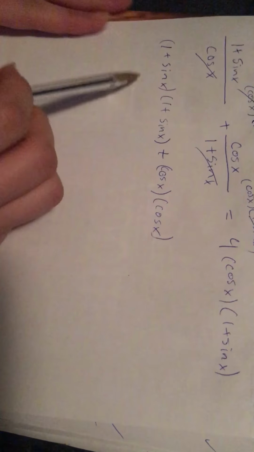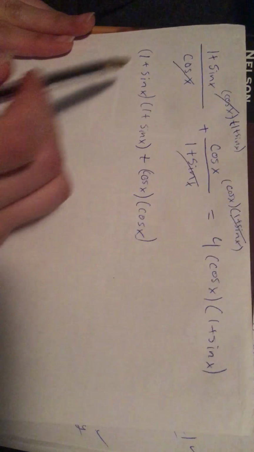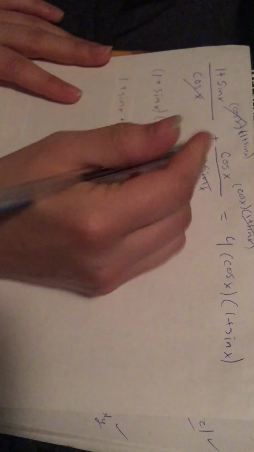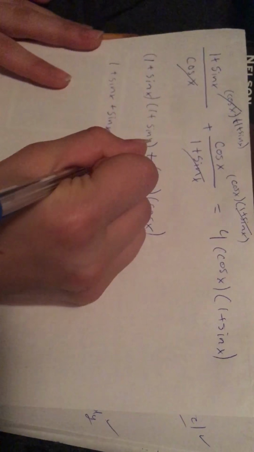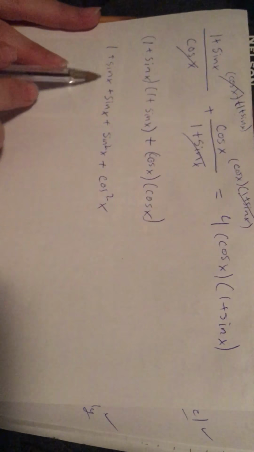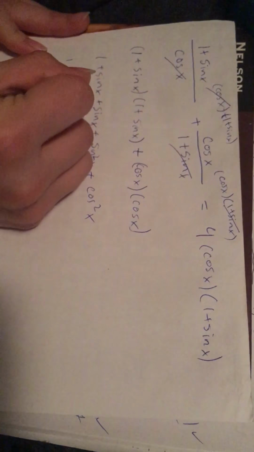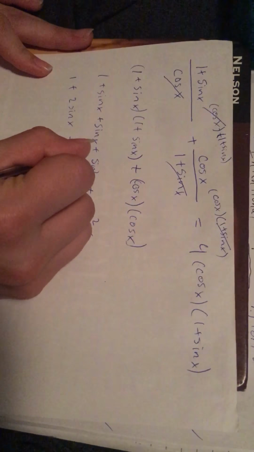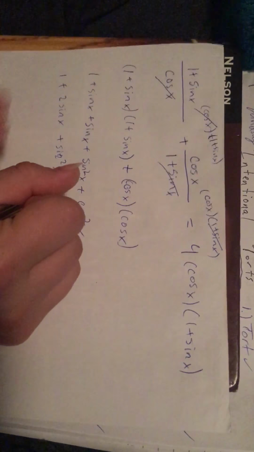First of all, we're just going to FOIL out this equation. So we'll do 1 times 1, which is 1, 1 times sine x, which is just sine x, and then sine x times 1, which is just plus sine x, and then sine x times sine x, which is sine square x. For these ones, they times out to plus cos square x. When you collect like terms, it'll be 1 plus 2 sine x, because there's 2 of them, plus sine square x plus cos square x.